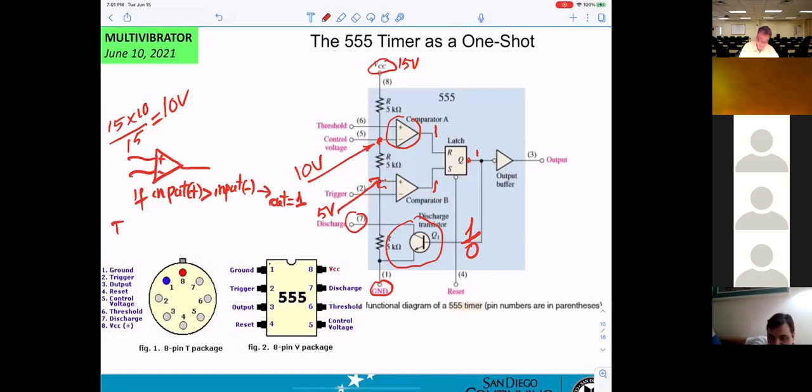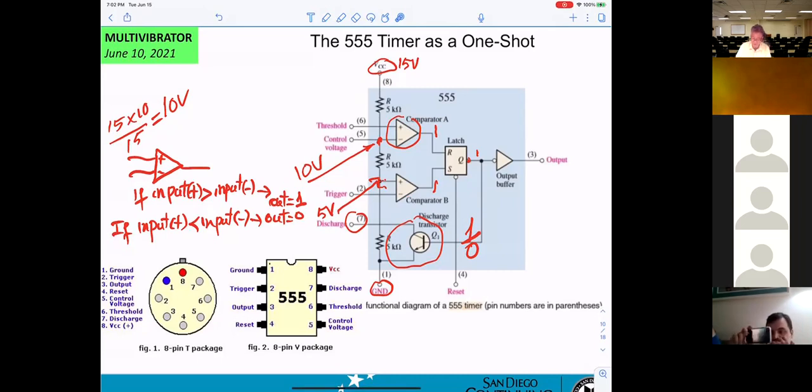Okay. If input positive less than negative, then out. That's the logic. That applies for both comparator.